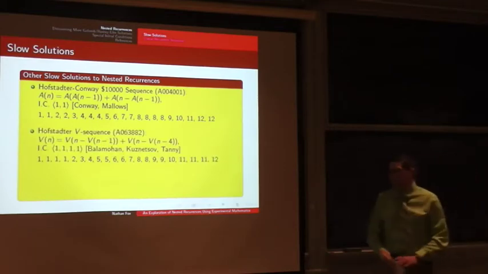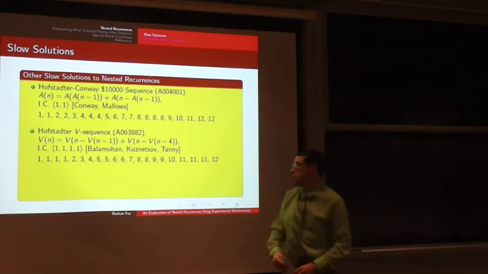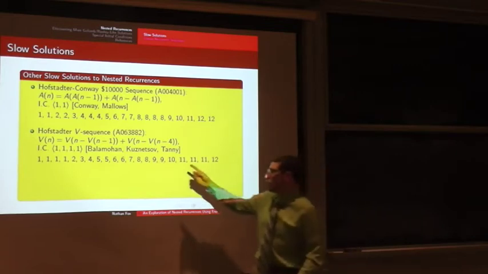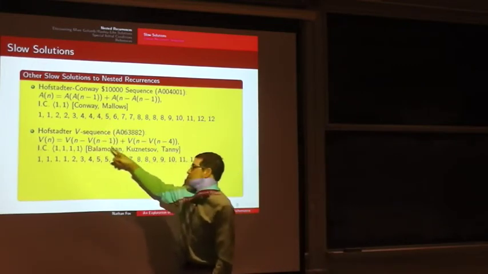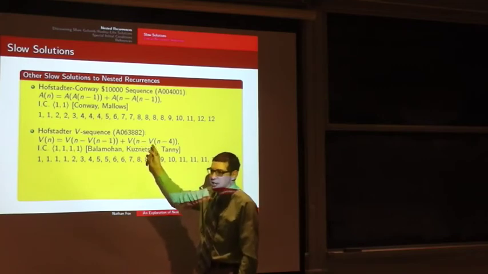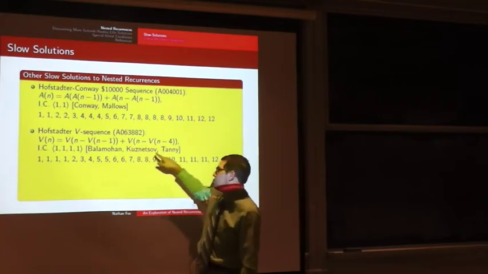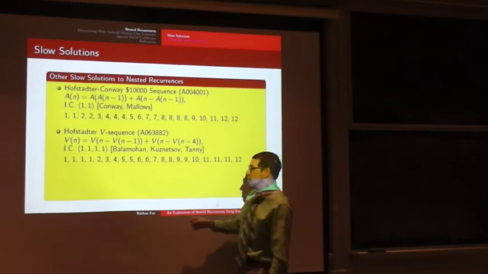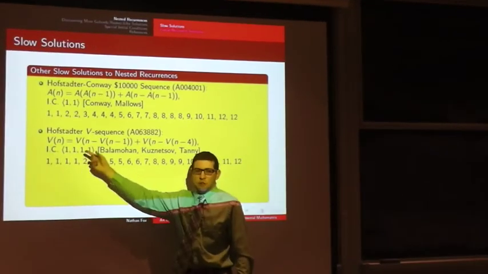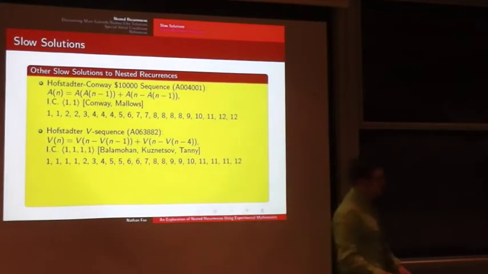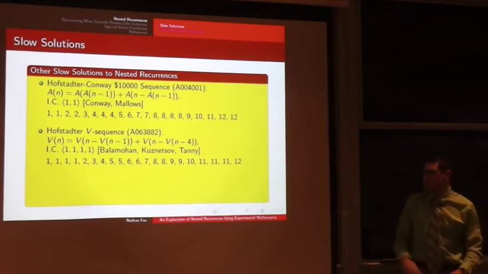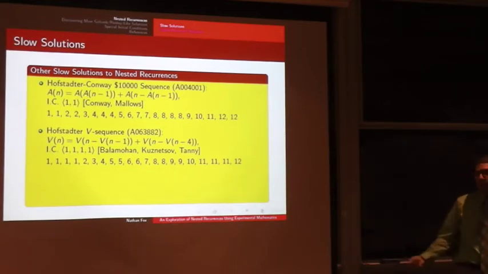Yeah, and then another notable slow sequence is the Hofstadter V-sequence. This doesn't have any terms like this. It also doesn't have any of those -1s or things like that. The only difference with the Q recurrence is this 4 instead of a 2. And then we need a length 4 initial condition in order to start doing anything. But if you do 1, 1, 1, 1, you get this sequence where every number greater than 1 appears at most 3 times.